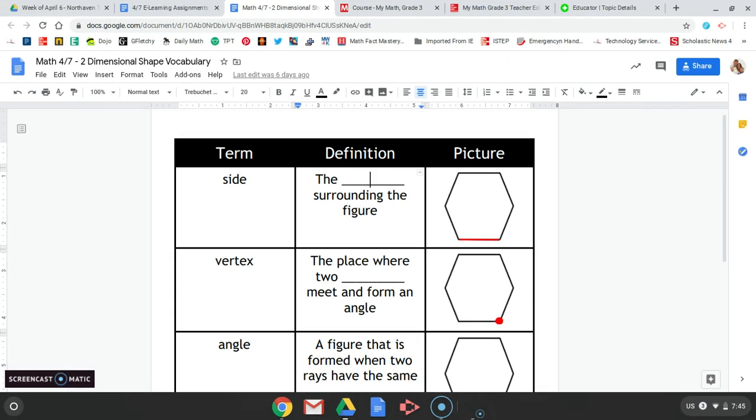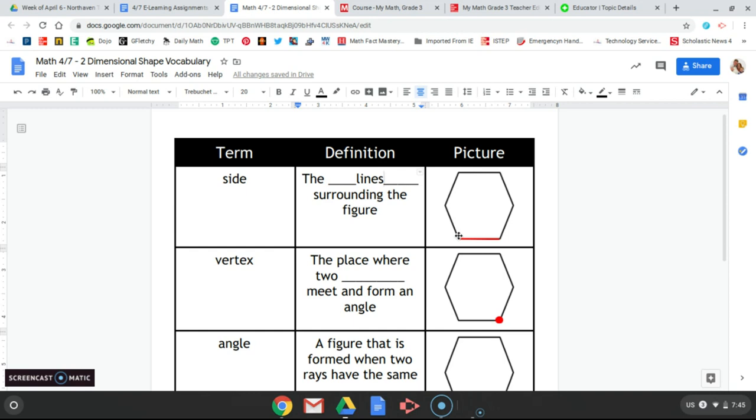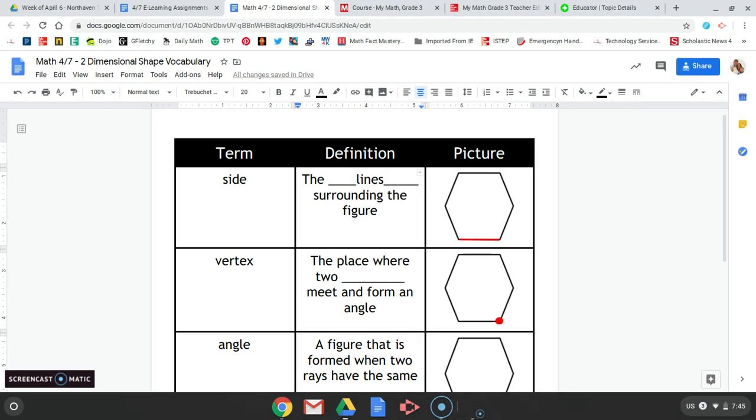Totally up to you. So the first attribute we're going to be looking at today are the sides of the shape. And so the definition of a side are the lines surrounding a figure. So you see here we have this line in red. That is one side of the shape. There's another. Okay, so we're going to be looking at the sides on a shape, the number of sides, and also how those sides interact with each other.